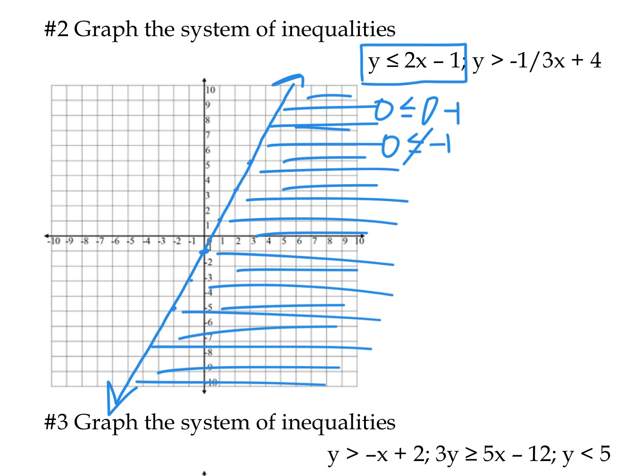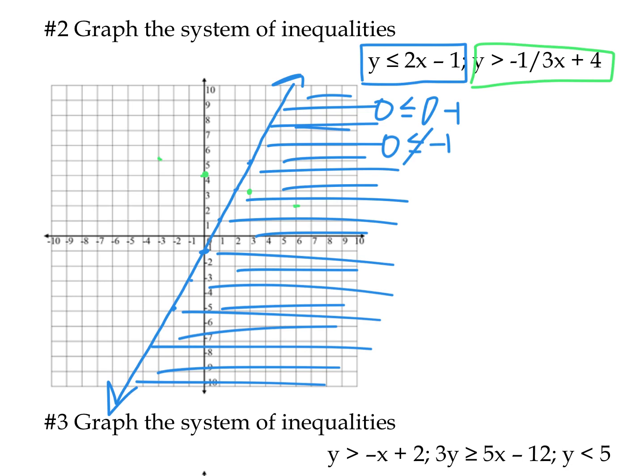And now I have to graph the other inequality. So in green, we're going to have y is greater than negative 1/3 x plus 4. Already y by itself, so that's good. I can go to my y-intercept of 4. I'll go down 1 and over 3. Down 1 and over 3. And I can go up 1 and left 3.